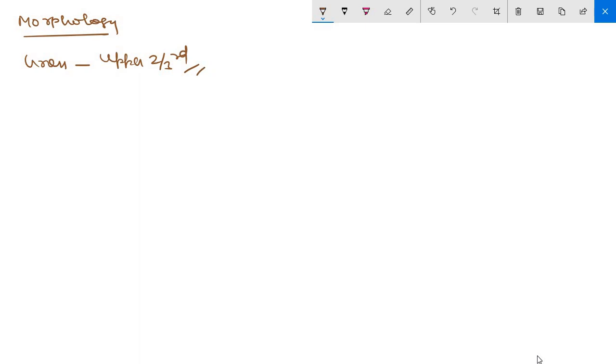Now on morphology, what will you get? On gross, it mainly involves the upper 2/3 of the lung. Emphysema mainly involves the upper 2/3 of the lung. The lung will be voluminous. Bullae may be seen if bullae formation is occurring. And on microscopy, what will you get?